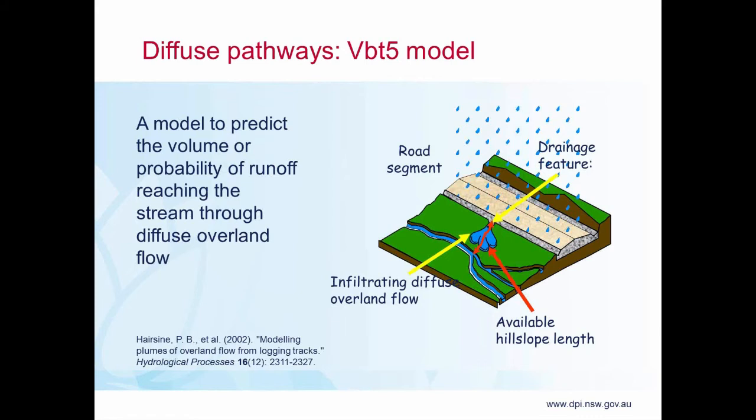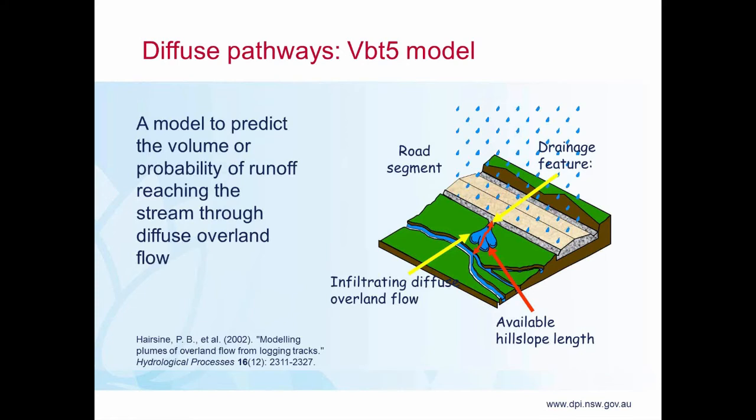So the other way, as I mentioned, that water can be delivered to streams is via a diffuse pathway, and a model that we found to be quite useful was developed by Peter Hairsine from CSIRO some time ago when he was part of the CRC for Catchment Hydrology. It's called the VBT5, or volume to breakthrough model. What it does is predict the probability of runoff reaching a stream through that diffuse overland flow that I talked about.